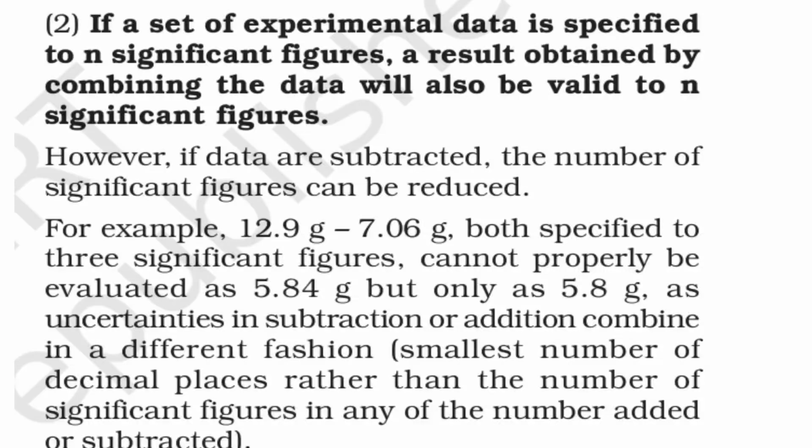Now the next point is, if a set of experimental data is specified to n significant figures, a result obtained by combining the data will also be valid to n significant figures. However, if data are subtracted, the number of significant figures can be reduced. For example, 12.9 gram minus 7.06 gram, both specified to three significant figures, cannot properly be evaluated as 5.84 gram but only as 5.8 gram, as uncertainties in subtraction or addition combine in a different fashion.